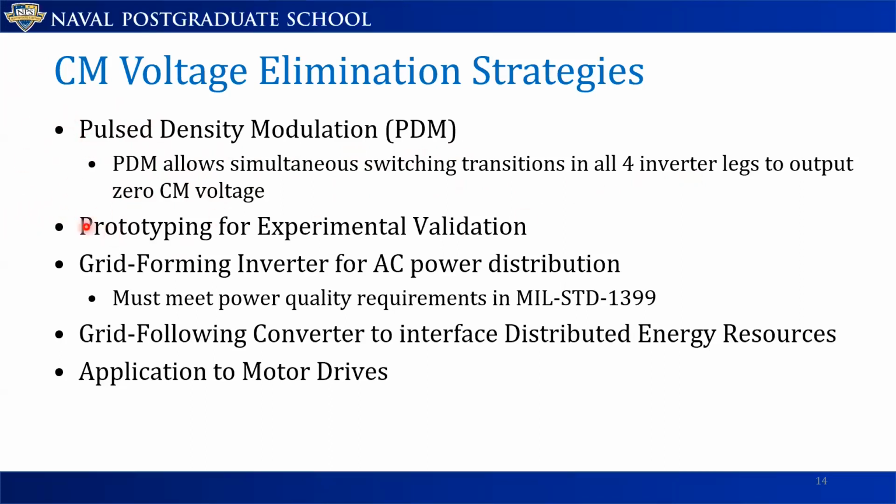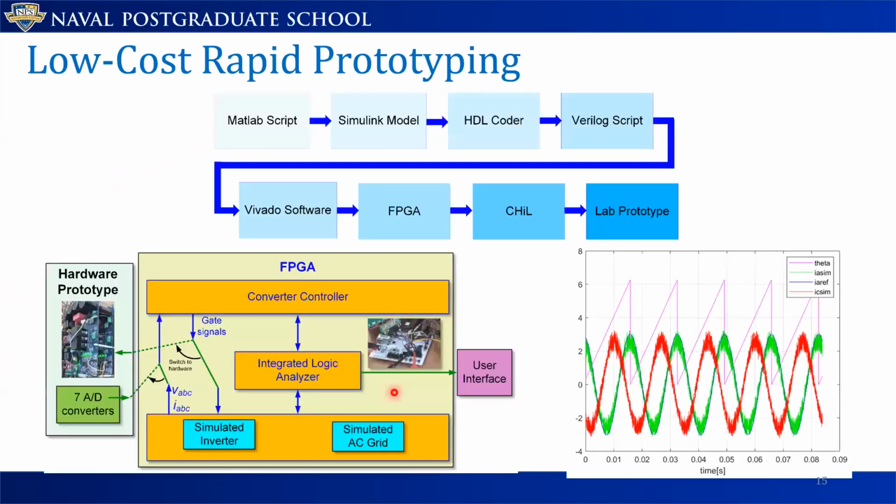I will also talk about how we prototyped for the experimental validation, and about the application of pulse density modulation on a 4-leg converter in grid-forming configuration, as well as grid-following configuration, as an interface to distributed energy resources. This can be for shipboard or aerospace applications, as well as microgrids. I will also talk about the application of this idea to motor drives.